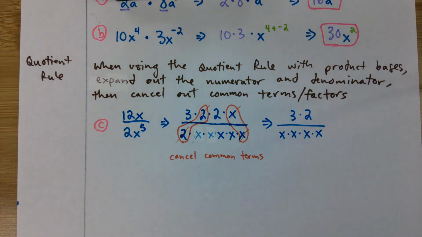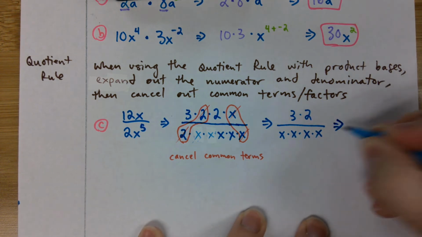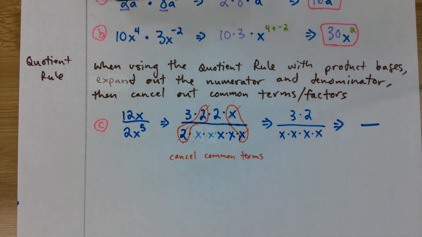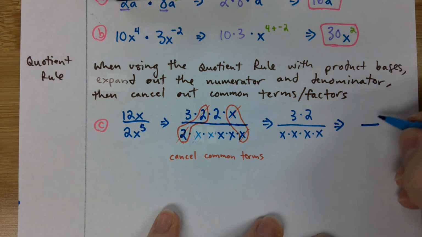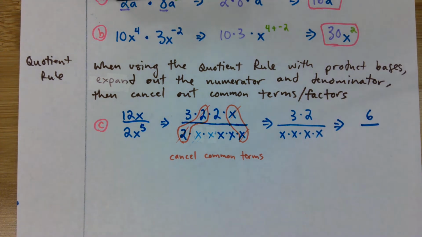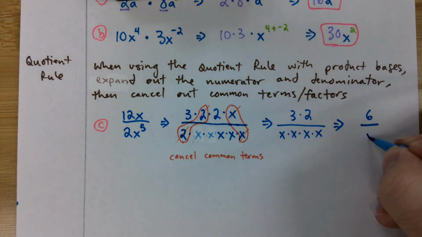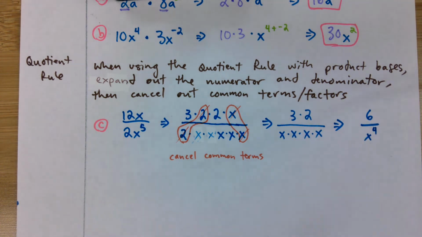So, we're going to simplify now. We're going to condense everything back down. On the top, we've got 3 times 2. What's that going to give us? 6, right? And how many x's do we have on the bottom? Rwana says we've got 4. So we've got x to the 4th.